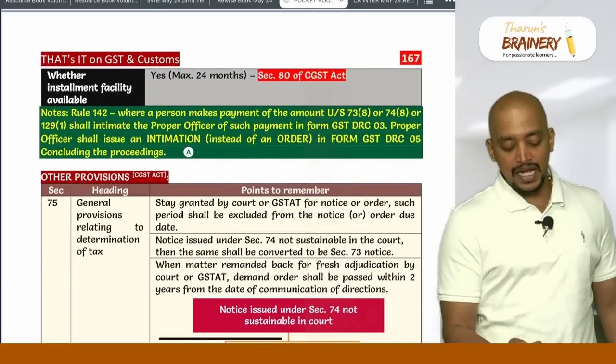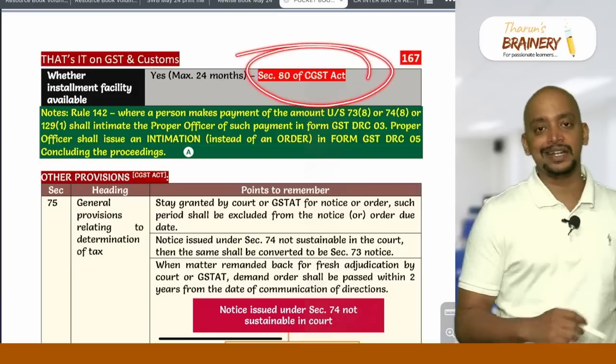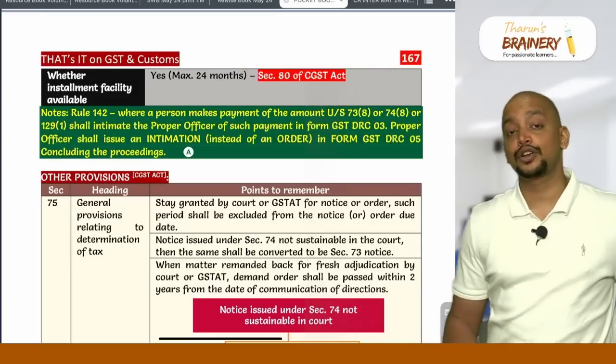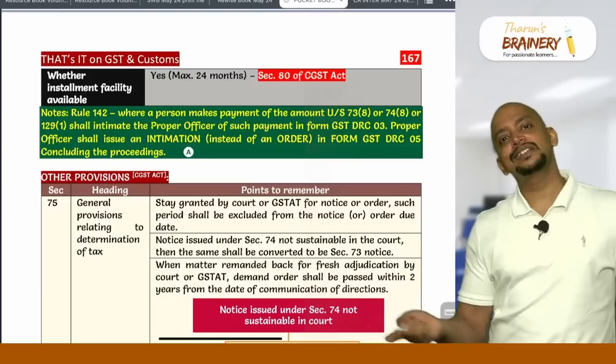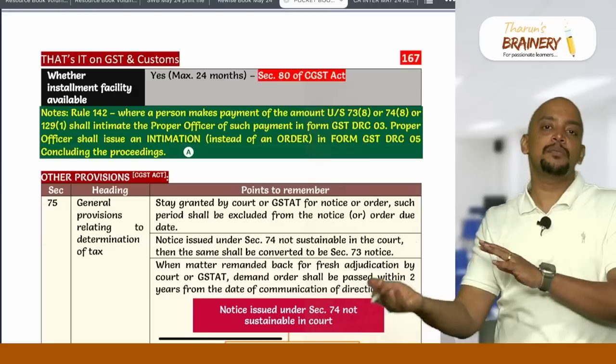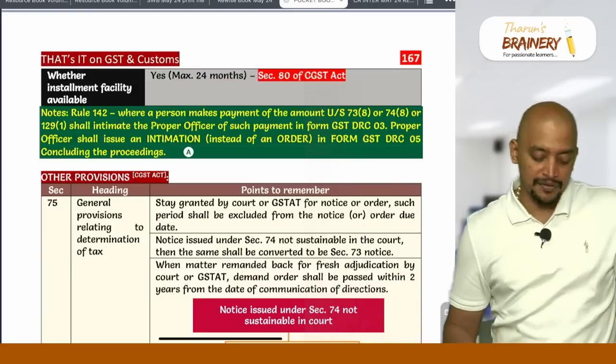Yes, there is a maximum installment of 24 months that is available. So under section 80, whatever is the amount as per the order, we can request for payment by installment, but it is not a no-cost installment. So the total amount that we need to pay as per the order will be the principal, and thereafter when they give EMIs, there will be interest on that. So maximum 24 EMIs they can be giving.